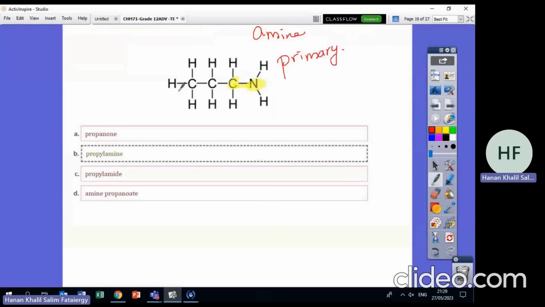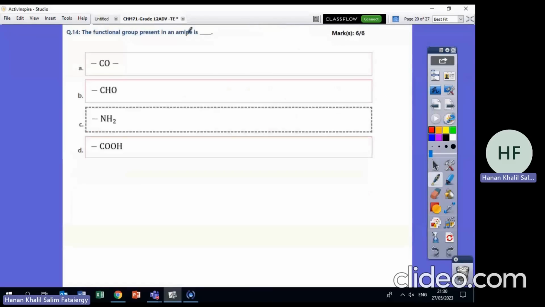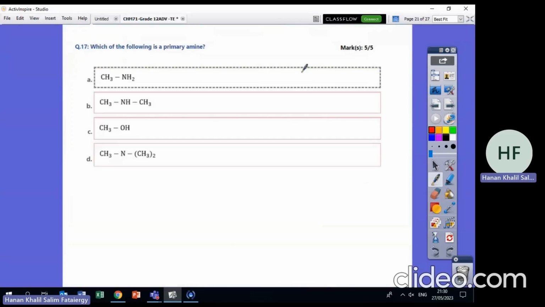Okay, what is the name? We have 3 carbons, so I say propyl amine. Okay, the functional group present in amine, remember amine has nitrogen, so the functional group is NH2. Which of the following is primary? Primary amine means nitrogen is connected to one C only. Okay, so this is the correct answer.